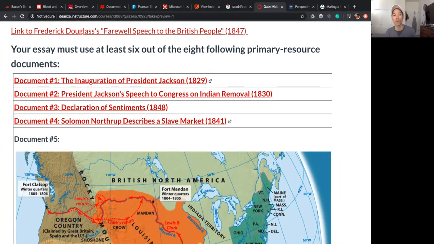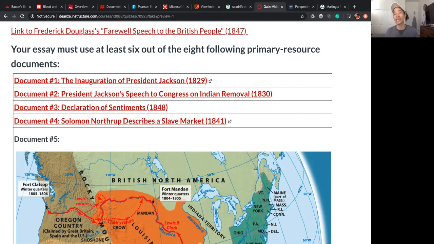All right, so document number one. Document number one, it's exactly what it reads, right? It's the inauguration of President Jackson. We're talking about Andrew Jackson. And I'm assigning to you this document. It's a fabulous document because it gives you an eyewitness account of what it was like to be there on the day that Andrew Jackson was inaugurated. A party is an understatement.